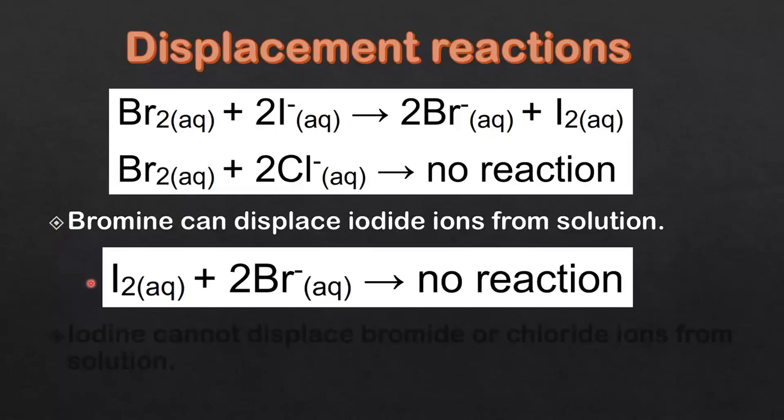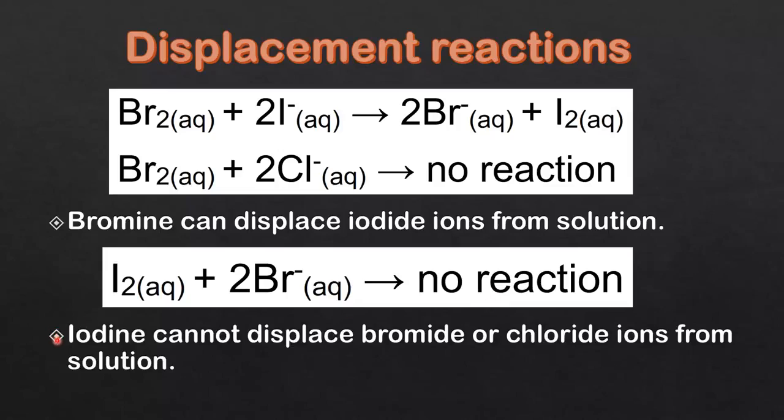And in our final example, we can see that iodine cannot displace bromide ions from solution because bromine is more reactive than iodine, and iodine is the least reactive of the halogens, so we have no reaction. So iodine cannot displace bromide or chloride ions from solution.